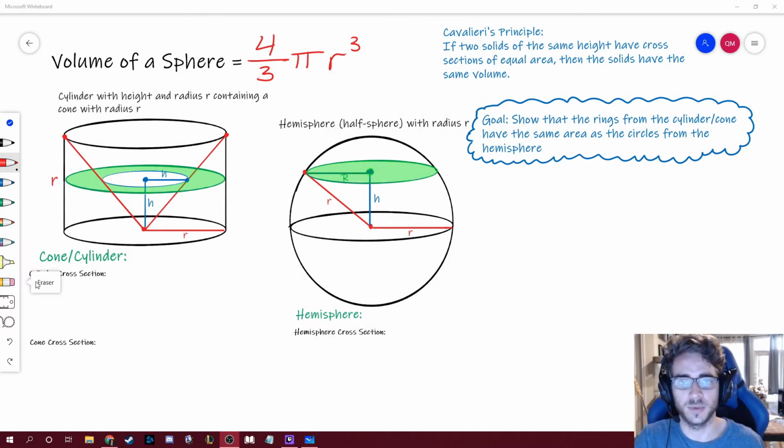So let's look at the cone cylinder system first. To find the area of this ring, we're going to find the area of the cylinder's cross section and then subtract the cone's cross section because that equates to us kind of cutting this hole out of the middle.